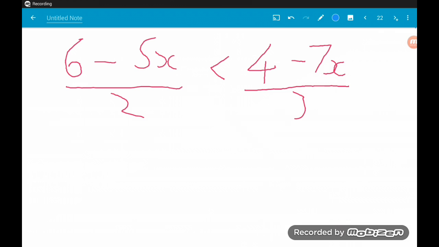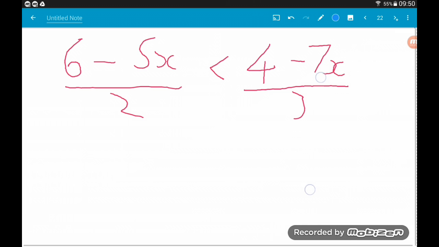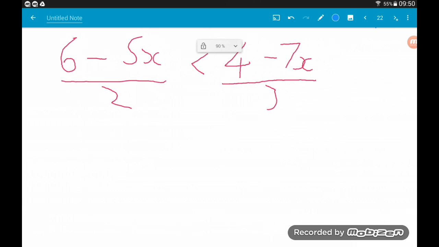Okay, final question for this video. We'll do more of these in part 2. So 6 minus 5x over 2 is less than 4 minus 7x over 3. So we've got fractions involved. So there's quite a few different ways we could attack this. I would just multiply through by the base of each fraction separately.